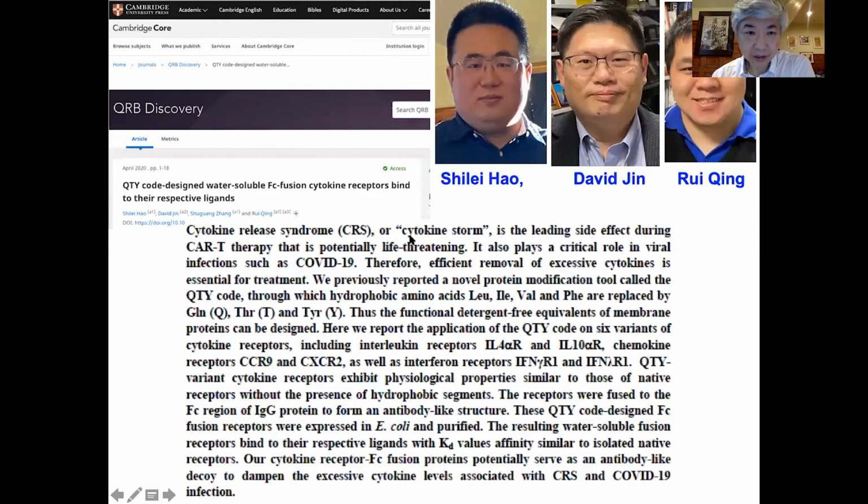Here, a paper also published in 2020, where I showed QTY code designed water-soluble FC fusion cytokine receptors bind to common respective ligands. This is to combat the cytokine storm during COVID infection, sepsis infection, and some cancer treatment. So this paper suggests the QTY code is very useful for making new products for the pharmaceutical industry.